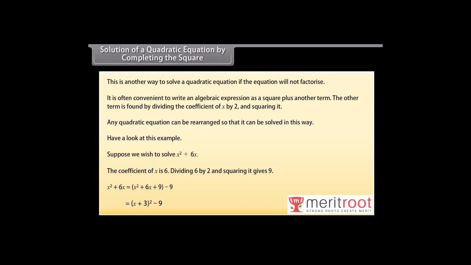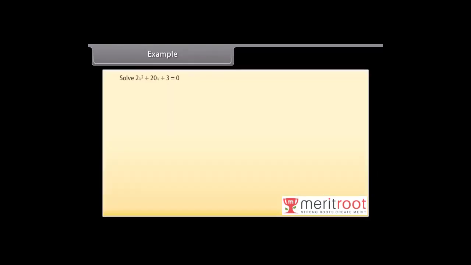square minus 9. Example. Solve 2x square plus 20x plus 3 is equal to 0. Rewrite 2x square plus 20x plus 3 to get x square on its own: 2 into (x square plus 10x plus 3). The coefficient of x is 10. Divide 10 by 2 and square to get 25.